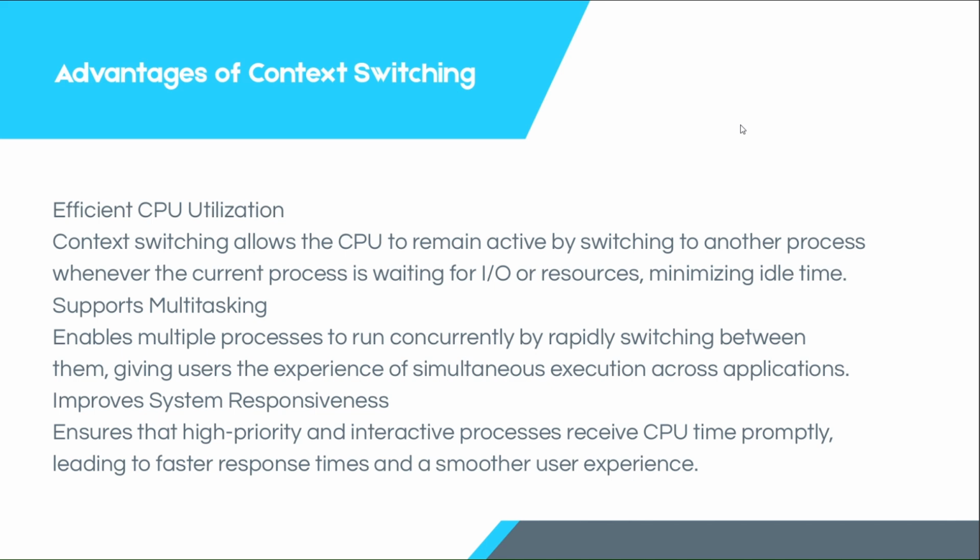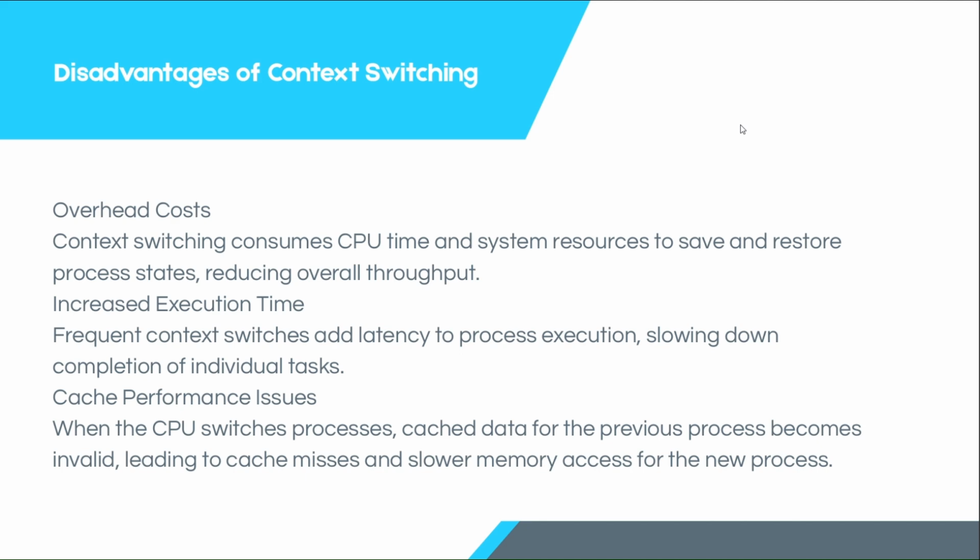Finally, context switching increases the overall efficiency of modern operating systems. It allows better response management, smoother multitasking, improved user experience, and higher productivity. In short, without context switching, today's computers, smartphones, and servers would not be able to perform multiple tasks efficiently. However, like every technology, context switching also has certain disadvantages. Let's discuss the next slide: disadvantages of context switching.